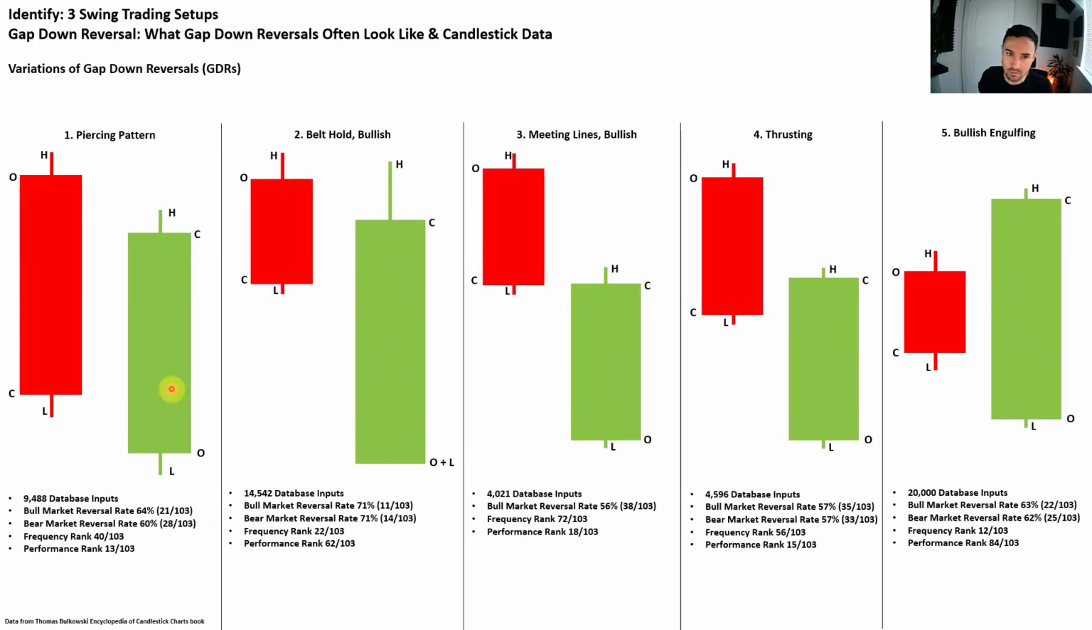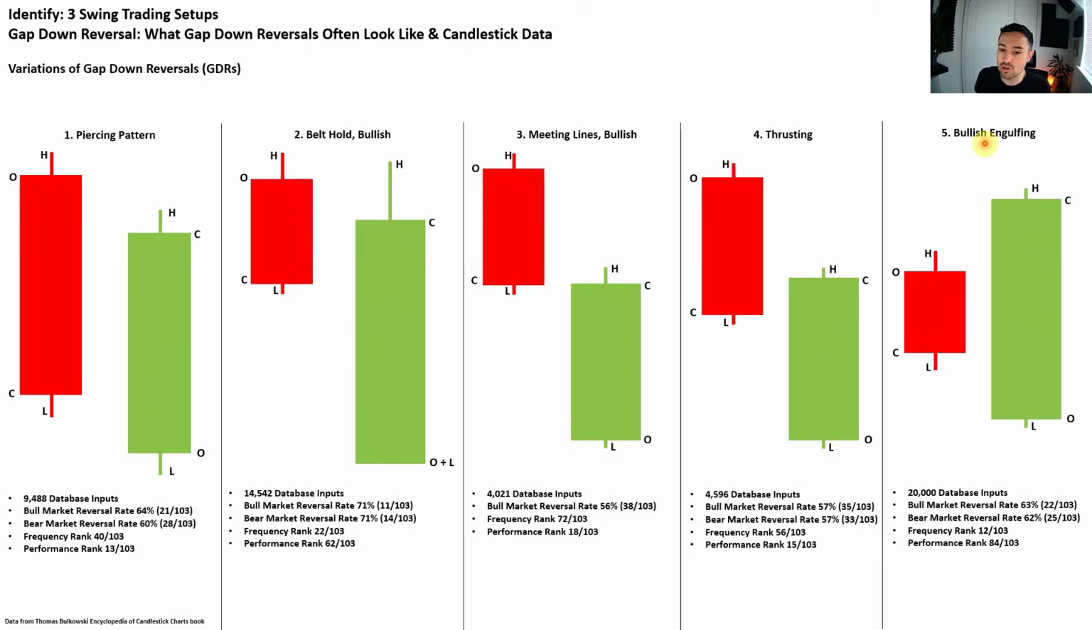Gap down reversal bars are variations of gap down reversal bar Japanese candlesticks that I look for. This data is from Thomas Bulkowski's book, the Encyclopedia of Candlestick Charts. Gap down reversal bars take the form, in essence they can wiggle and jiggle and look slightly different, of these Japanese candlestick patterns: a piercing pattern, a belt hold bullish, and I'll really explain the psychology behind a gap down reversal bar with a belt hold bullish, meeting lines bullish, thrusting, and then a bullish engulfing candlestick, which you may be familiar with.